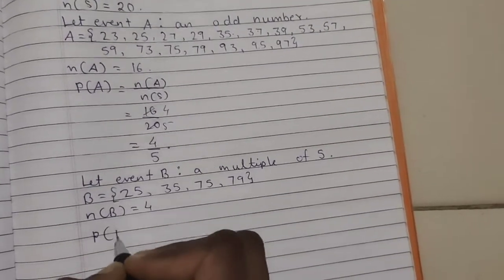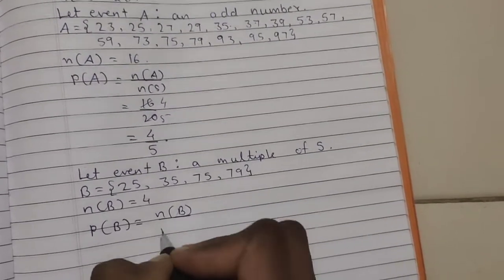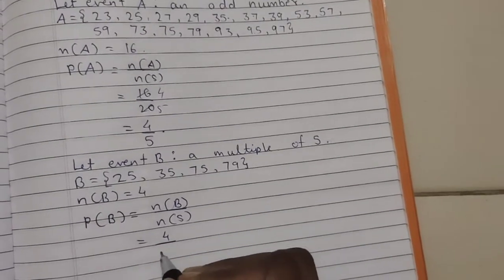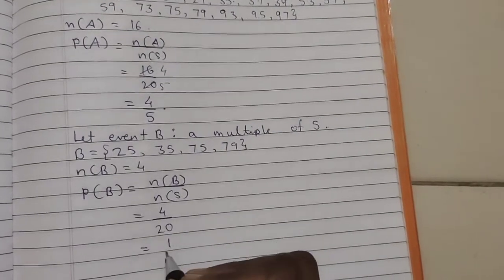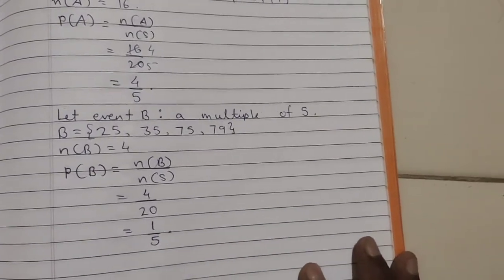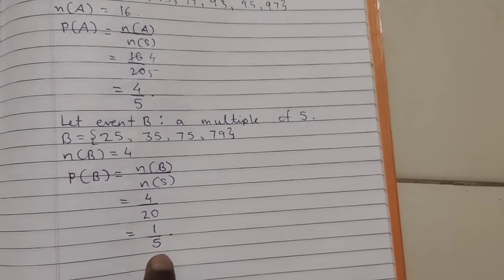Now let us find out the probability of B. What is the formula? NB upon NS. So let us simplify this. This is 4 upon 20. Now do cancellation by 4. So 4 ones are 4 and 4 fives are 20. So in this case you are going to get the probability of event B equal to 1 upon 5.